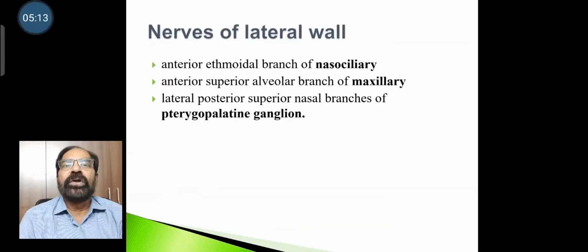Nerves of lateral wall. The nerves of lateral wall include anterior ethmoidal branch of nasociliary, anterior superior alveolar branch of maxillary, lateral posterior superior nasal branch of pterygopalatine ganglion.